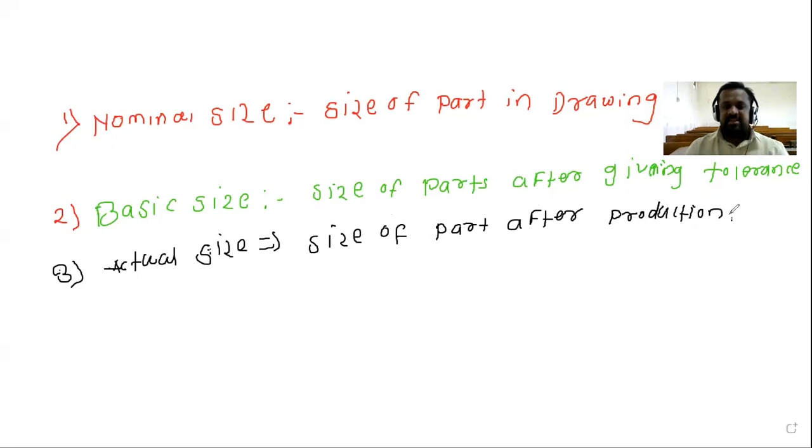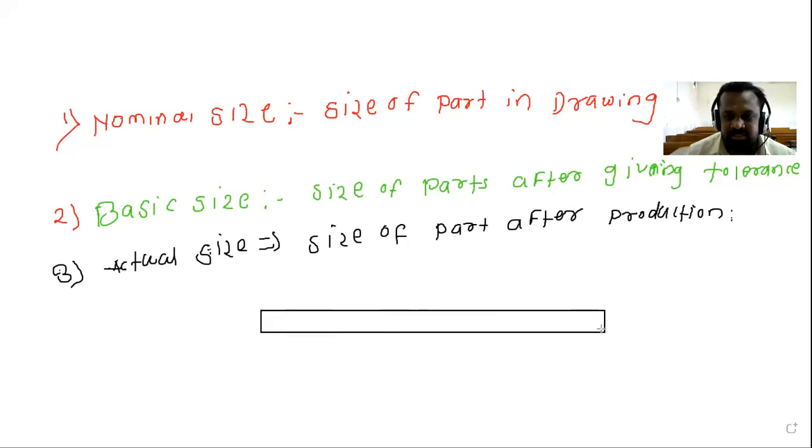Okay, these sizes are very important. First is the nominal size, the size of part in the drawing only. Just you have to understand their definition. Then basic size is nothing but the size of part when we are adding limit or tolerance. And after the production, whatever size there is, it is called as the actual size. Means what? Suppose, try to understand the concept here. Suppose this is the one chapter we have to.